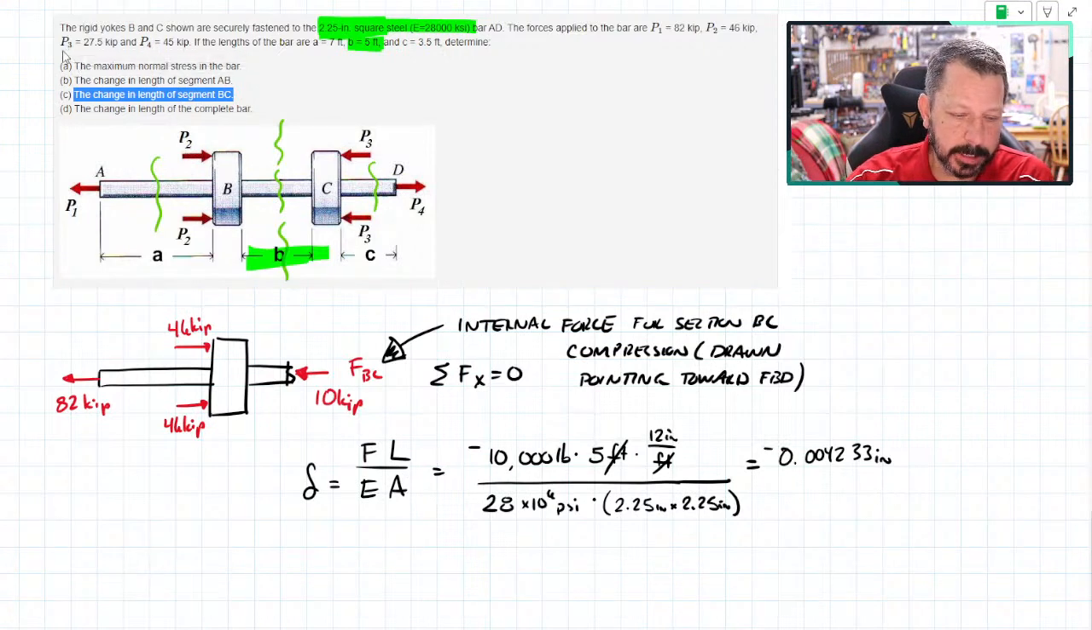That would be how we do that. Maximum normal stress, since this all has a consistent cross section, the 2.25 by 2.25 square, then just whichever section has the largest stress magnitude. Doesn't matter if it's positive or negative, which would be section AB here with its 82 kips. That would be the 82 kips divided by the cross-sectional area would be the maximum stress.